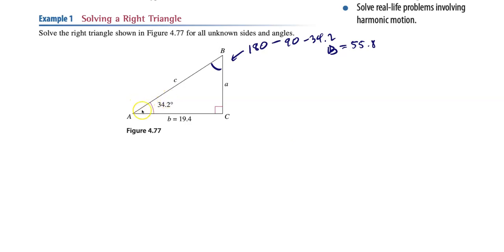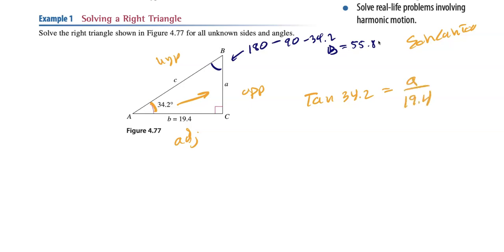Okay, so we have the angles now. We have A, we have B, and we have C. We've got to find A and C. Well, I'm just going to use SOHCAHTOA. That's my key to most things. We have this angle. This is opposite. This is adjacent. This is hypotenuse. So we have adjacent. I could use TOA to figure out the opposite, or I could use cosine to figure out the hypotenuse. It really doesn't matter. I'm going to use TOA. So we'll do tan of 34.2 equals A over 19.4.